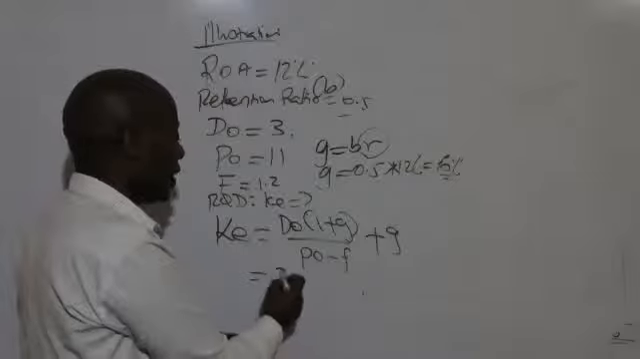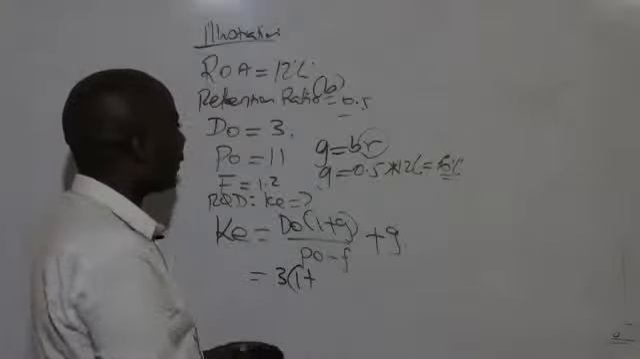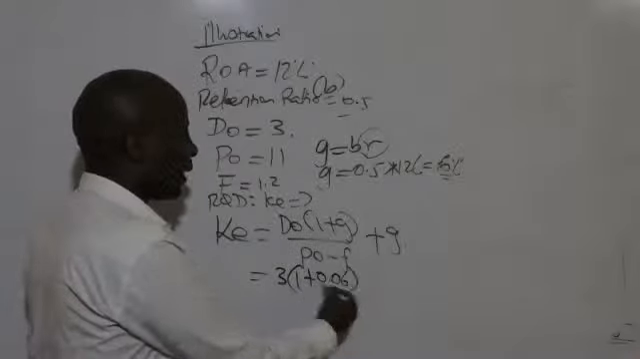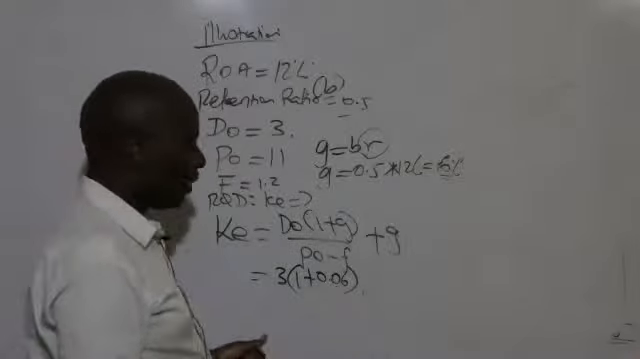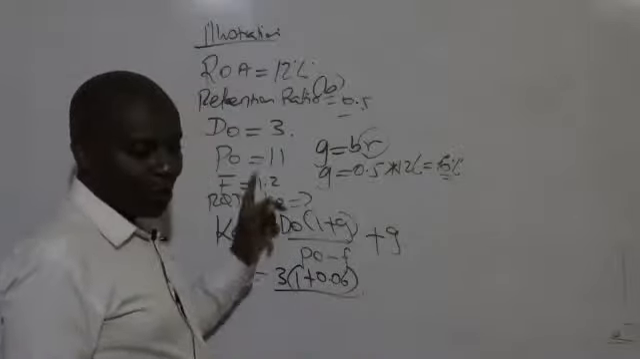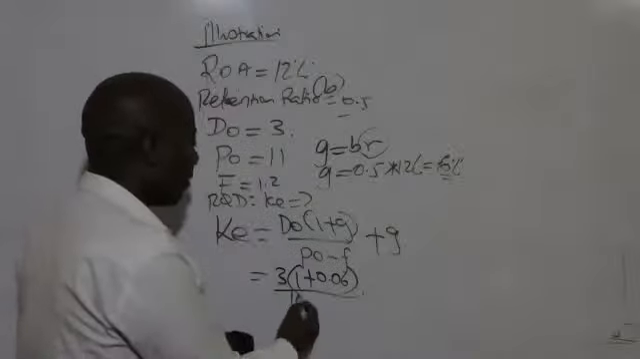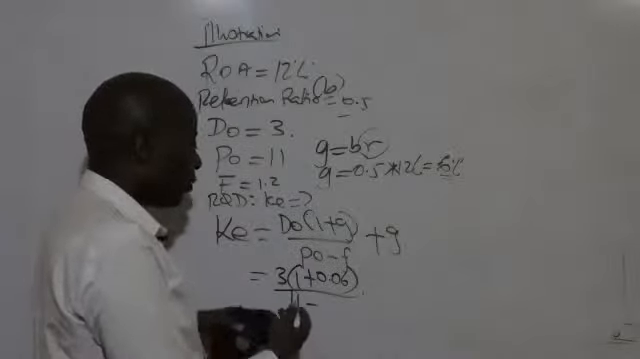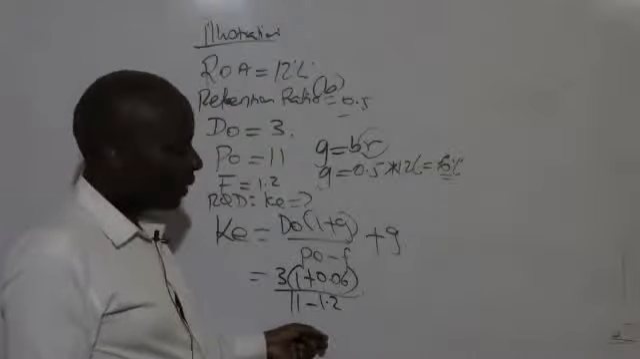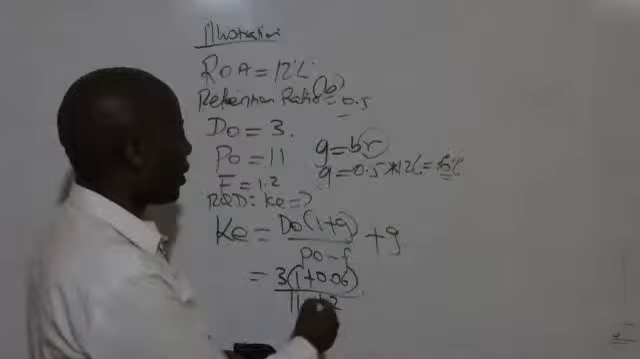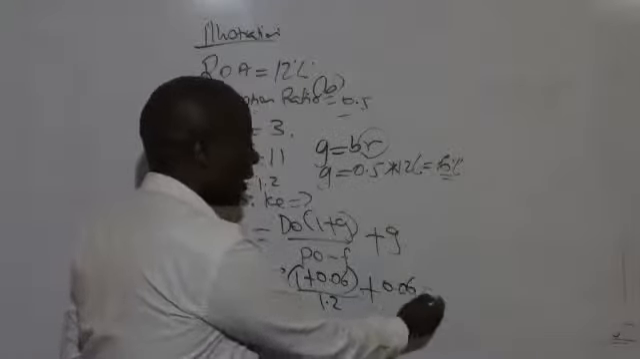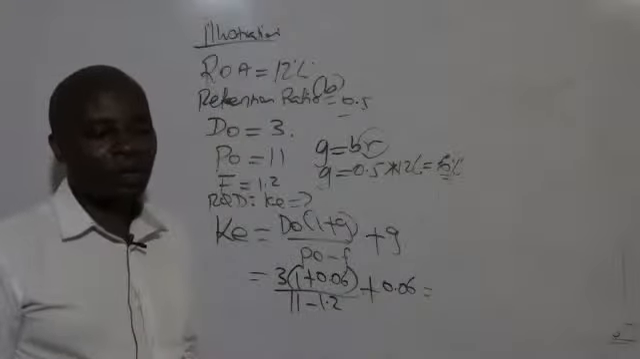So the D0 is 3. We have in brackets here 1 plus the growth rate, and the growth rate happens to be 0.06, all over P0, which is 11. But now remember, this time around, we are not very fortunate. For us to be able to sell our shares, we must float them at a cost of 1.2 per share. Plus the growth rate again, 0.06.